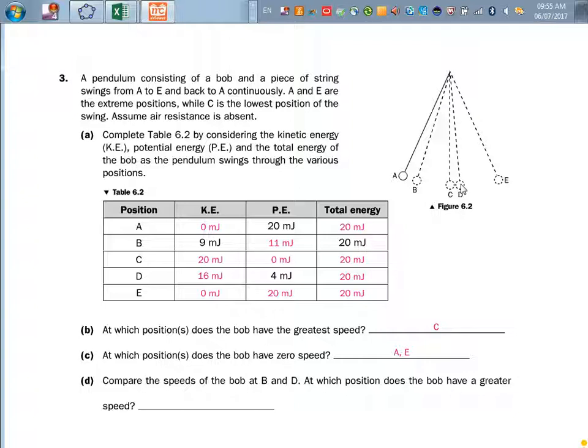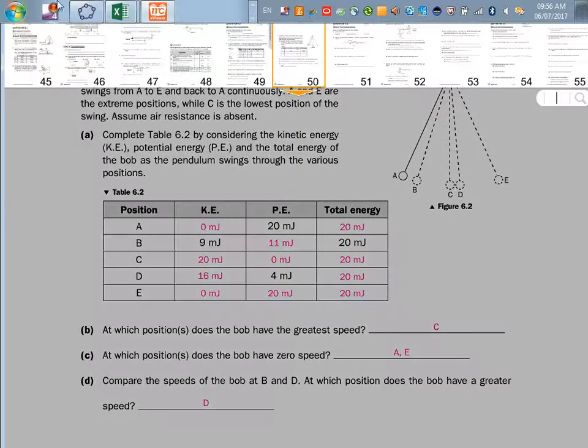Just by looking at the kinetic energy, which is half mv square, where we are comparing the kinetic energy, we are just comparing the different speeds. Higher the kinetic energy, higher the speed. So at which one does it have higher kinetic energy, B or D? Let's look at the table. D has higher kinetic energy, so our answer must be D. Okay? Now we shall go on to the rest of our slides.